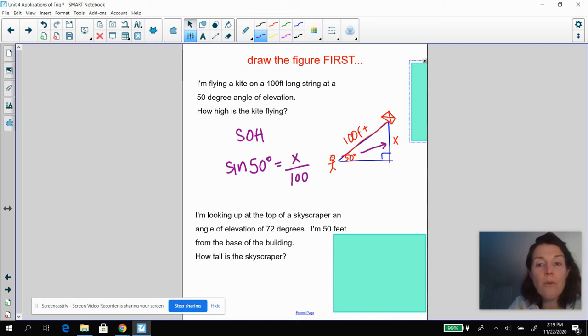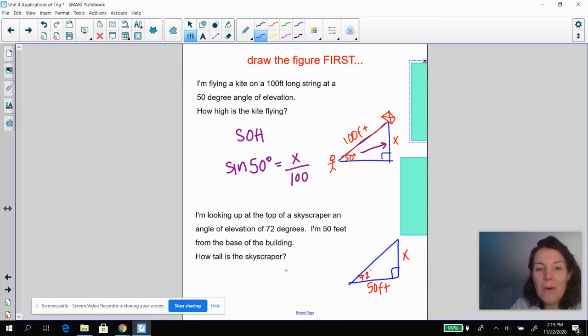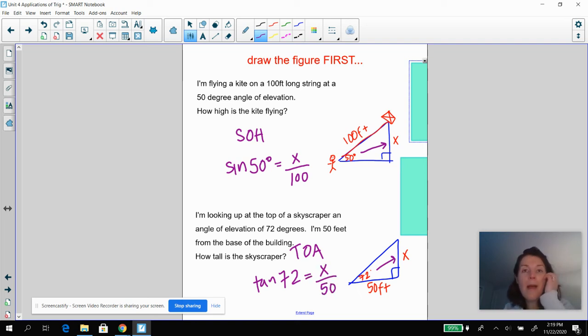All right, now let's try the other one. So scooch this one away. Here we go. So I look up at the top of the skyscraper at a 72-degree elevation. I'm 50 feet away. Now, how tall is the skyscraper? It's going to be pretty tall. So here I've got opposite and adjacent. If it's opposite and adjacent, it's going to be tangent. So the tangent of 72 is equal to x over 50. And then cross multiply, etc.